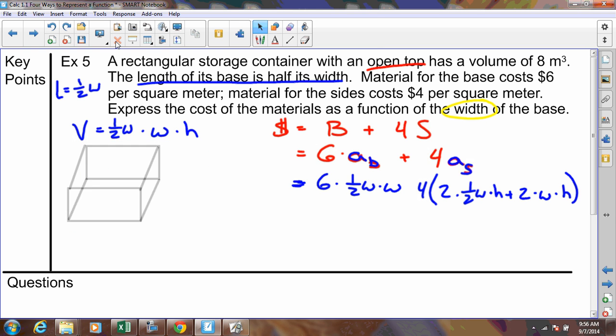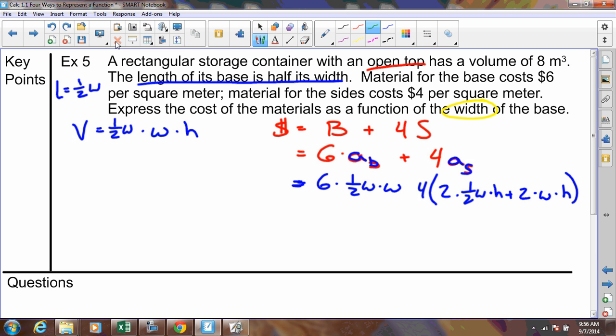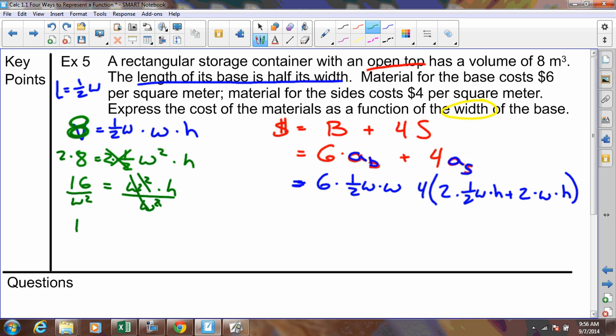Well, what we'll need to do is to create an equation that will allow us to substitute in for that h. In particular, we knew that the volume was 8. So the volume formula is this. Well, we can take times 2 to cancel, which would give us 16 equals w squared times h. Dividing by w squared would allow us to isolate the equation. 16 over w squared.